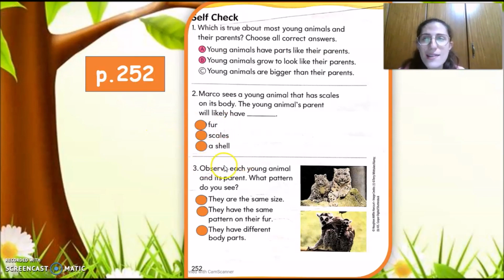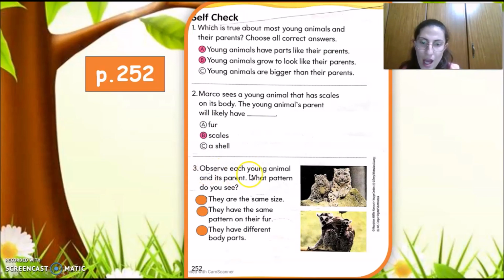A. Fur, B. Scales, or C. Shell. Excellent! It is scales. Of course it is not fur. Of course it is B, scales, and of course it is not shell. Why? Because the young animal has scales on its body, and we said that the young animal and the parent share the same body covering, which means that the parent will also have scales. The parent will not have fur or a shell because the young animal has neither fur nor shell as a body covering. So that's why B is the correct answer. Clear?